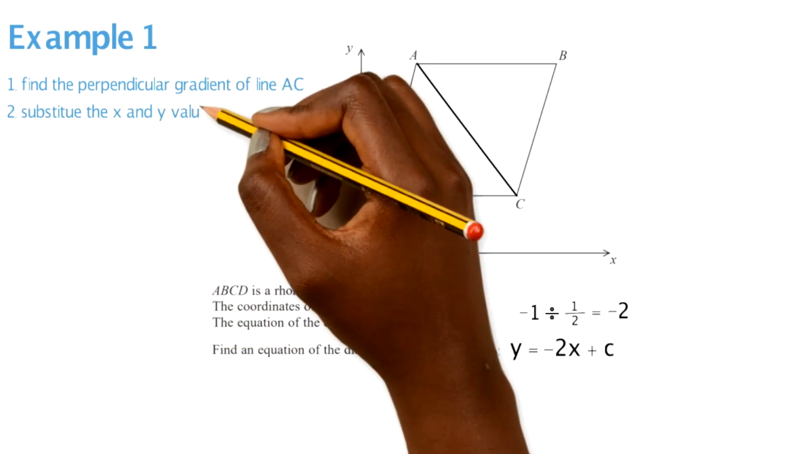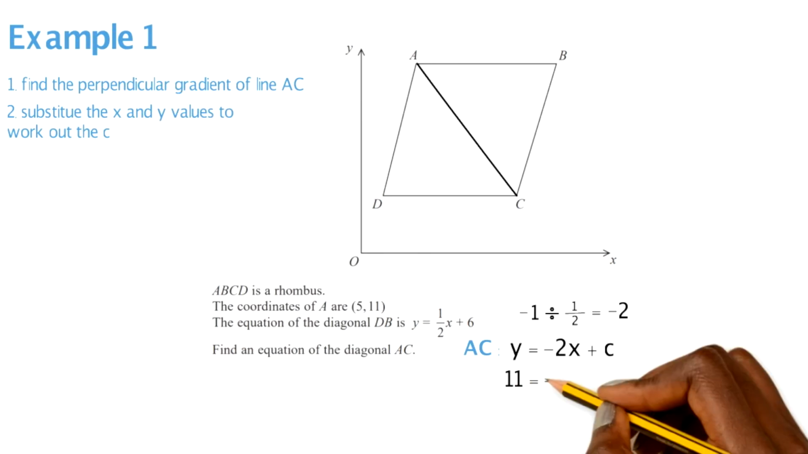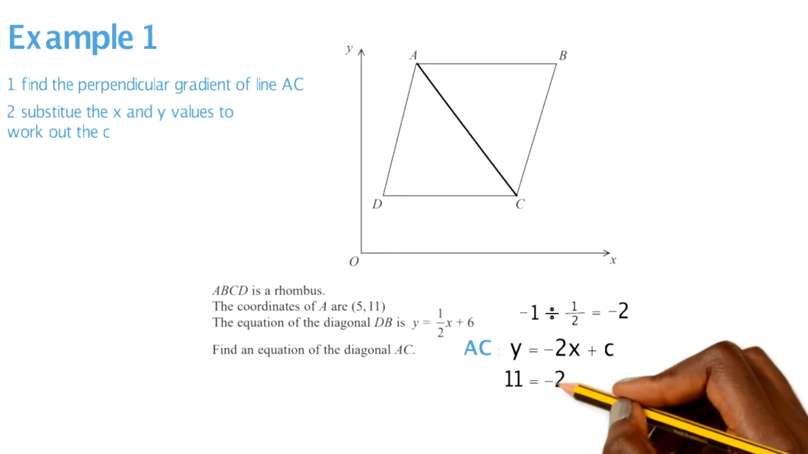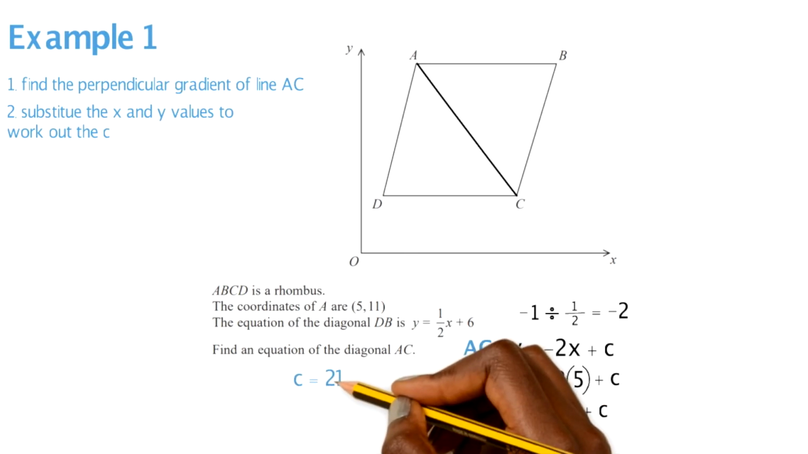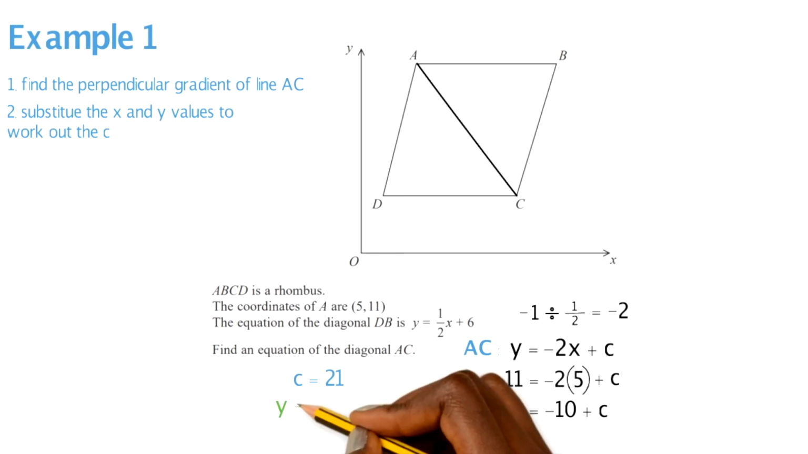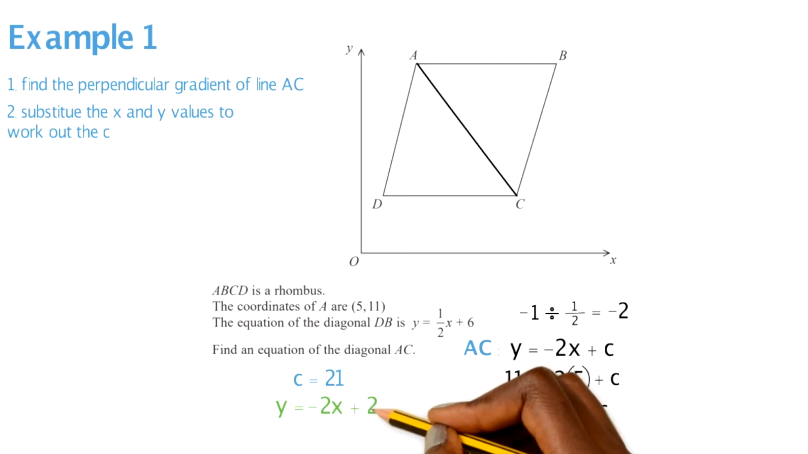We do that by substituting x and y values to work out what c is. We know the coordinates of A, which is (5, 11). We can substitute that into this equation and rearrange it to work out c. Bear in mind you only use coordinates that fall on that line, and point A is a point on the diagonal AC. This leaves us with 11 is equal to -10 plus c, because -2 times 5 is -10. Rearranging, it's 11 plus 10, which is 21. So c is equal to 21. Therefore, our final answer is y equals -2x plus 21.